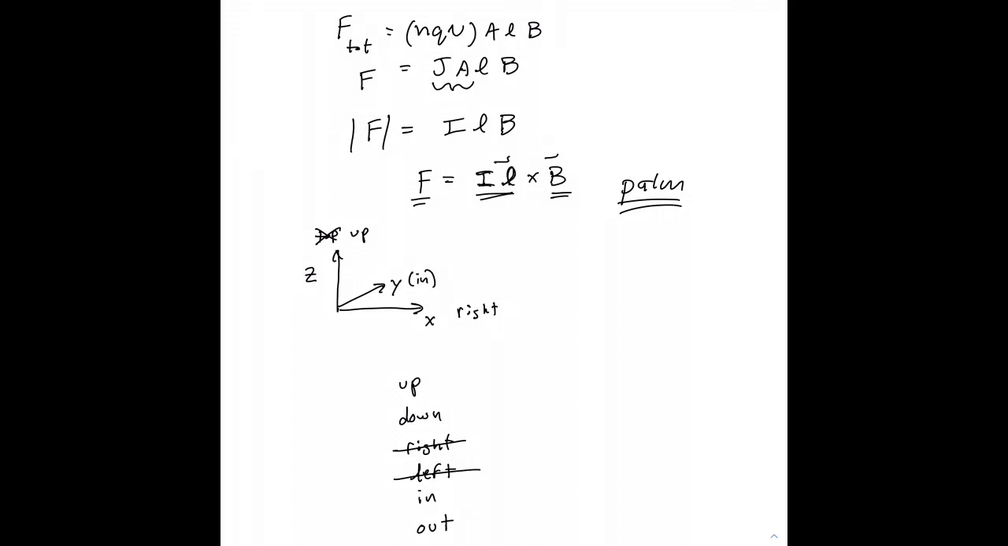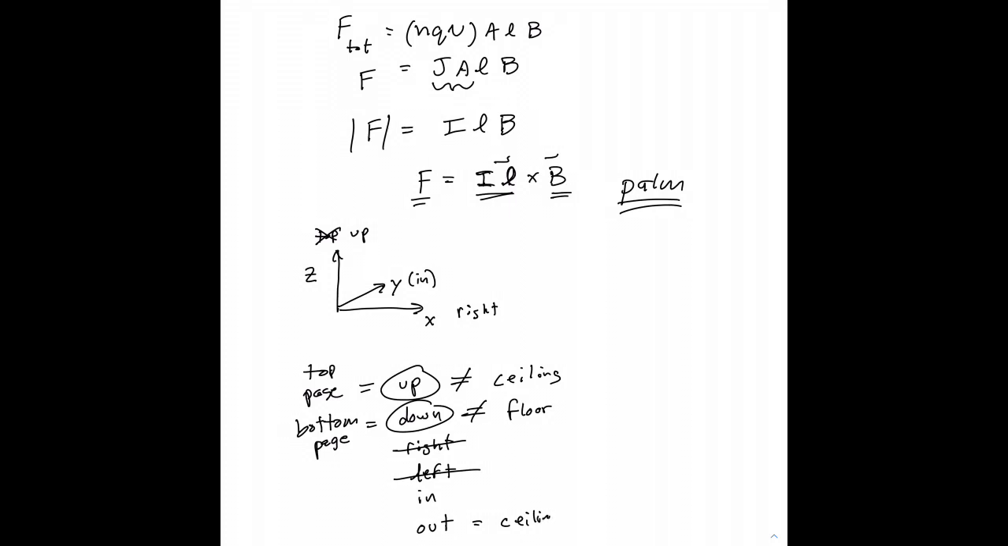Okay, so maybe you're sitting in your living room or your bedroom as you're taking notes, and if I say point your finger up, most of you would probably point your finger toward the ceiling. But up doesn't mean toward the ceiling. And in the same way, down does not mean toward the floor. Up means toward the top of the page, and down means to the bottom of the page. In fact, the vector that's pointing toward the ceiling would be a vector that's pointing out of the page. And a vector that's pointing toward the floor would be a vector that's pointing into the page. So just be careful, don't confuse out with up, and don't confuse in with down.